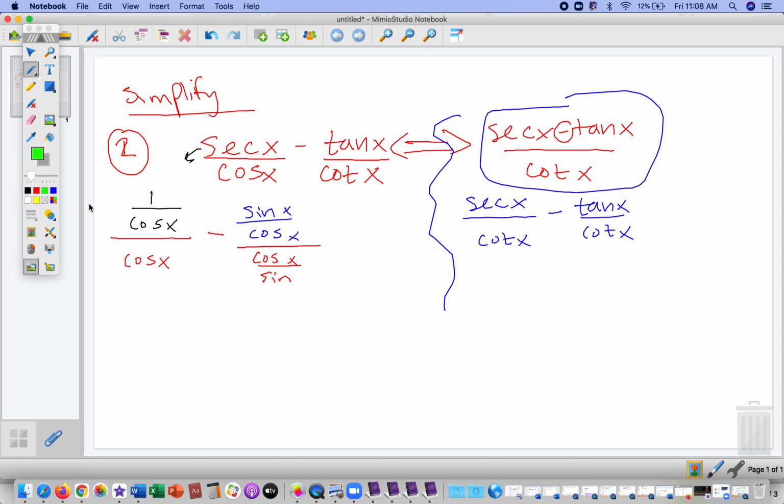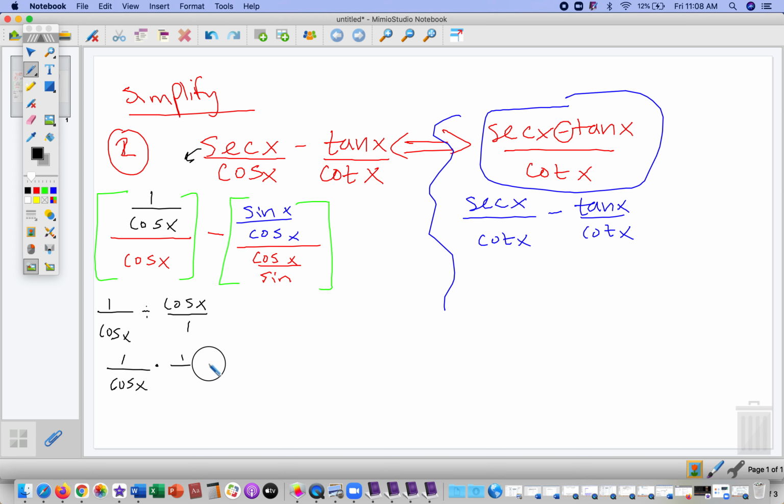Now I want to simplify the fraction on the left first, simplify on the right, and then combine if needed. So I have the numerator 1 over cos divided by the denominator cos x over 1. I'm going to keep 1 over cos. I'm going to change the symbol, and I'm going to change the other side to 1 over cos. Now I have 1 over cos squared x. That was my numerator, right?